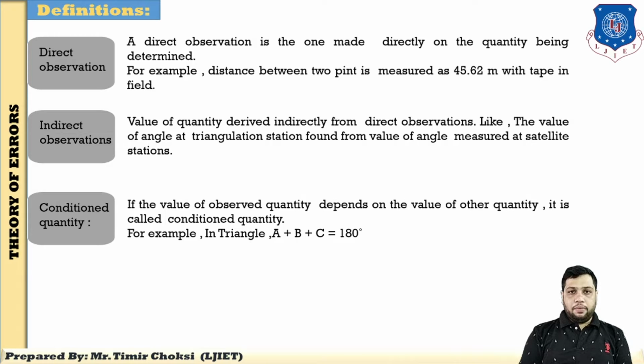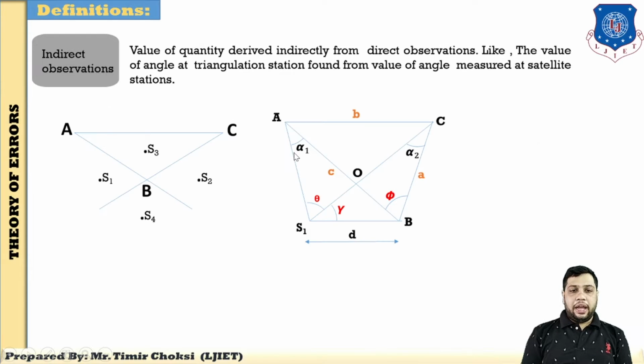But the second is the indirect observation. The value of a quantity is derived indirectly from the direct observations. I have given one example: the value of the angle at a triangulation station is found from the value of the angle measured at a satellite station. Here A, B and C are triangulation stations, and you have to find the angle ABC, but there are some obstructions and you cannot set up the instrument over B. So you arrange a satellite station near the main station.